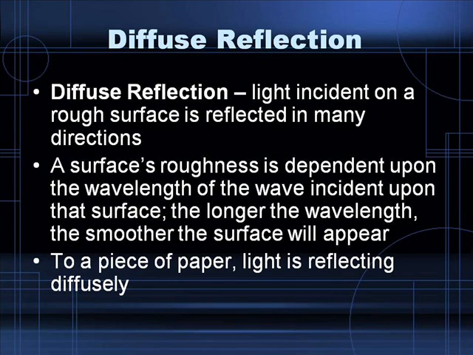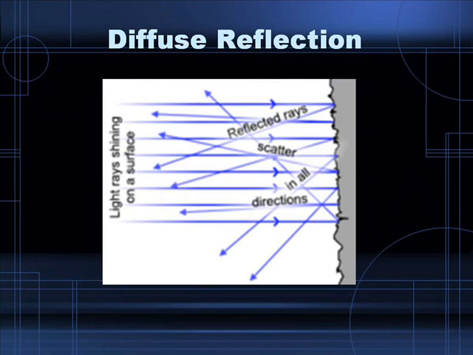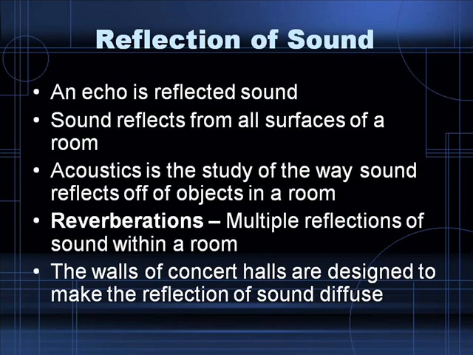Diffuse reflection. Light incident on a rough surface is reflected in many directions. A surface's roughness is dependent upon the wavelength of the wave incident upon the surface. The longer the wavelength, the smoother the surface will appear. To a piece of paper, light is reflecting diffusely. Here is an example of diffuse reflection. Reflected rays are bouncing off a bumpy mirror or a bumpy surface, and they are all scattered in different directions, so you get no clear image.